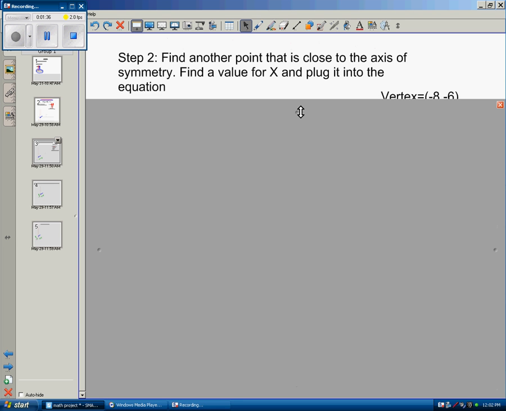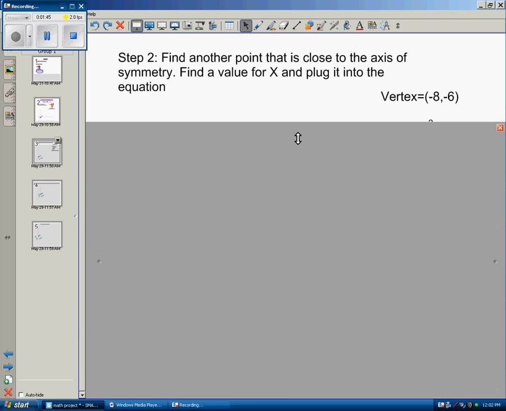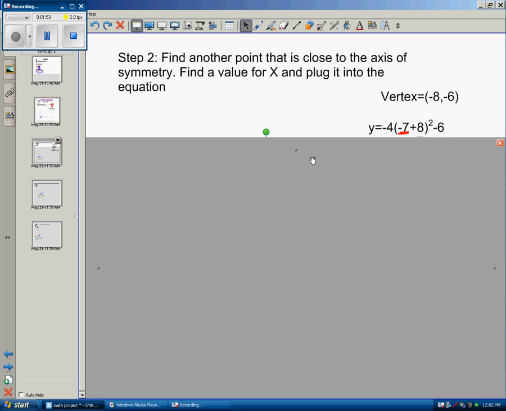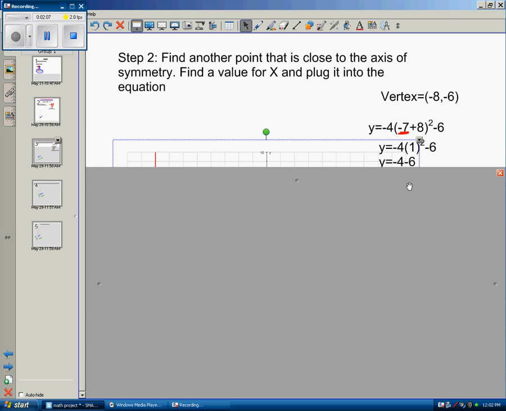The second step is to find a point that's close to the axis of symmetry, and you have to plug the x value into the equation. We have the vertex point of (-8, -6), so we can choose an x value that is close to -8. I chose -7. So you plug in -7 for x in the equation. Your equation is going to be -4 times (-7 plus 8) squared minus 6.